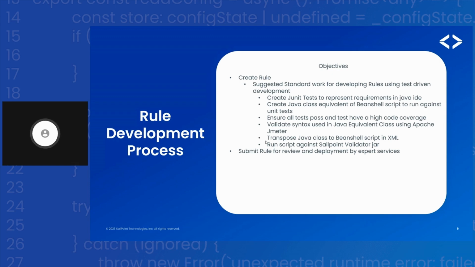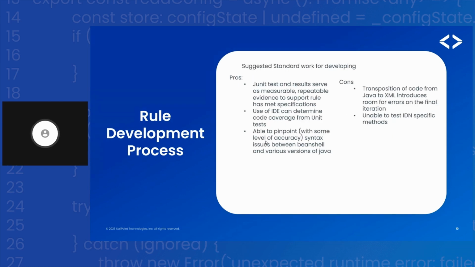Once you've gone through that process, you have maybe a higher level of confidence that the rule that you're going to submit will be valid, will not be revisited for multiple reviews, and can deliver value a little bit quicker to your customer. Some pros to this process: JUnit testing can help with the development process, giving you repeatable, measurable tests to make sure that you've met the specifications that the client is asking for. Use of your IDE, you can also check your code coverage. You can say with whatever percentage of confidence that you've tested this code.